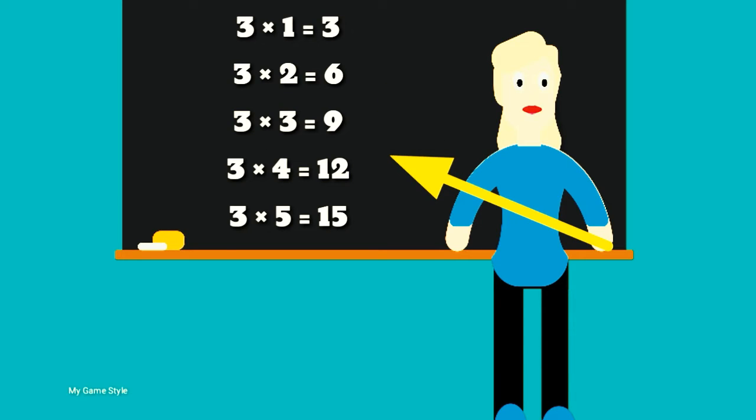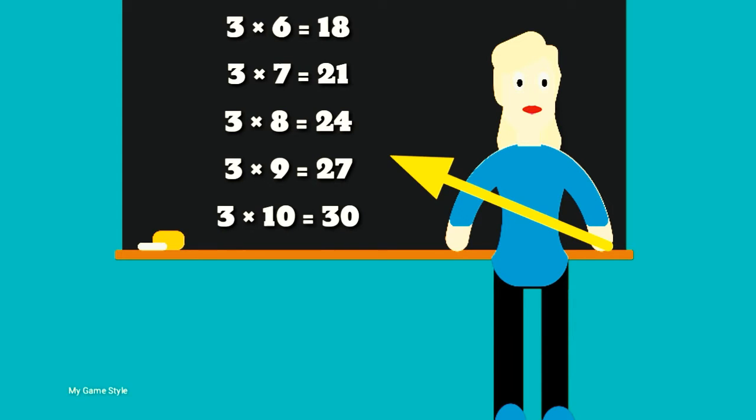Three ones are three. Three twos are six. Three threes are nine. Three fours are 12. Three fives are 15. Three sixes are 18. Three sevens are 21. Three eights are 24. Three nines are 27. Three tens are 30.